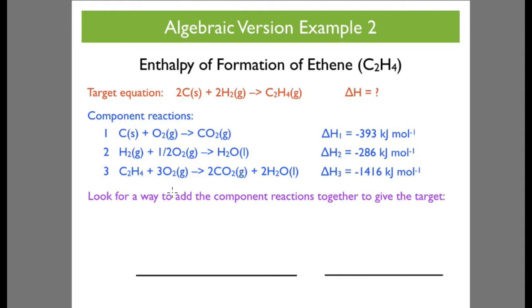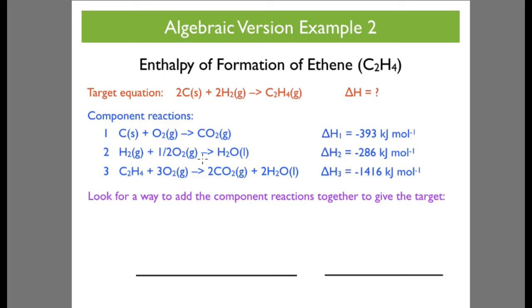We've got carbon solid with hydrogen gas giving us ethene gas. The component reactions here, we've got carbon solid plus oxygen gas to carbon dioxide. We've got hydrogen gas plus half oxygen gas giving us liquid water. We've got ethene plus oxygen giving us carbon dioxide and water. We need to look for a way to add component reactions together to give a target.